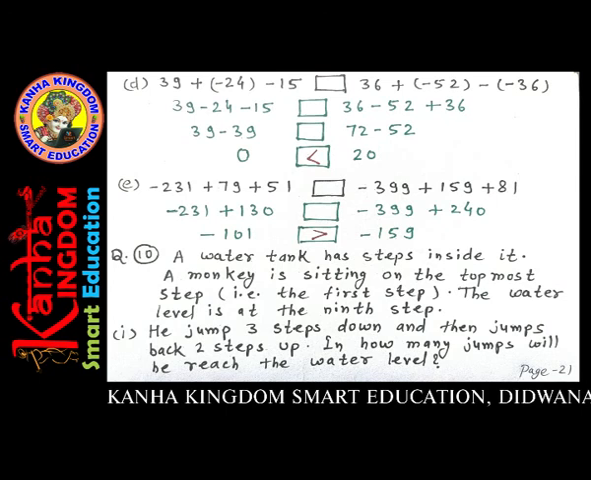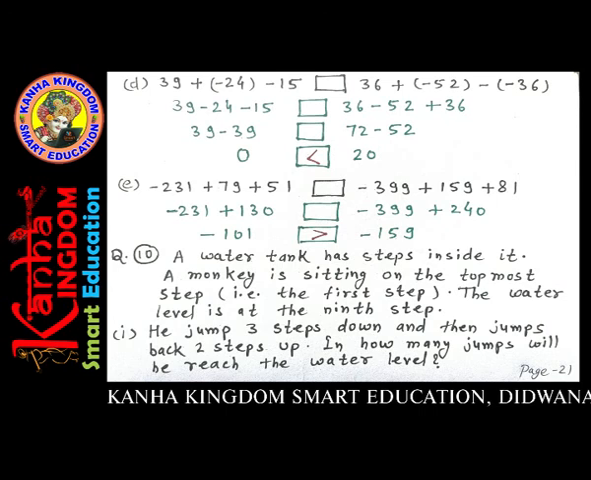At the right side of this question, 36 plus -52 minus -36, minus into minus is plus, so 36 minus 52 plus 36, 36 and 36, 72, so 72 minus 52, answer is 20. 0 is less than 20.